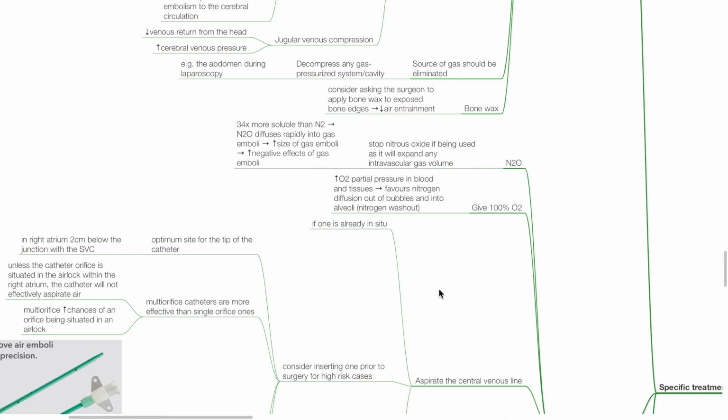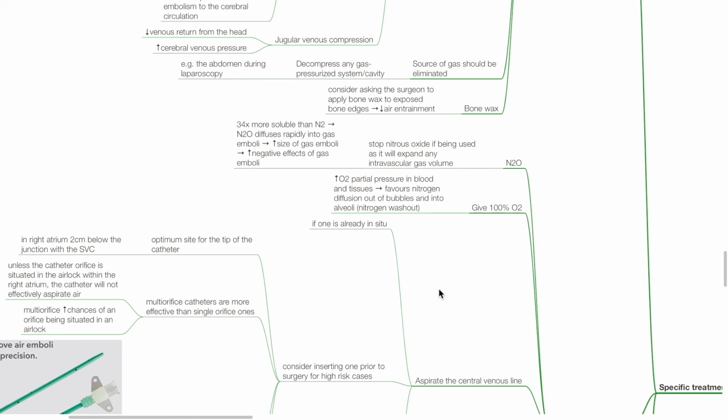Stop nitrous oxide if it is being used, as it will expand any intravascular gas volume. As nitrous oxide is 34 times more soluble than nitrogen, it diffuses rapidly into gas emboli, increasing its size and increasing the negative effects of gas emboli. Give 100% oxygen. Increased oxygen partial pressure in blood and tissue favors nitrogen diffusion out of bubbles and into alveoli.